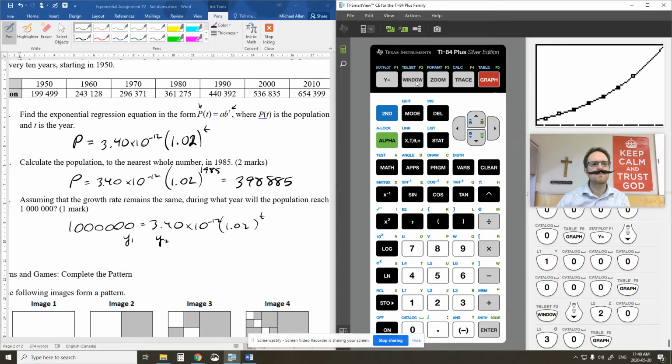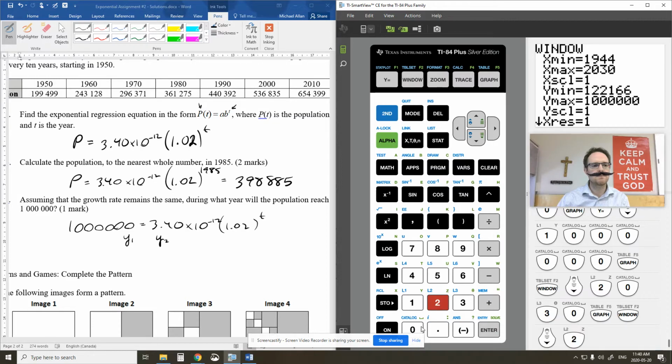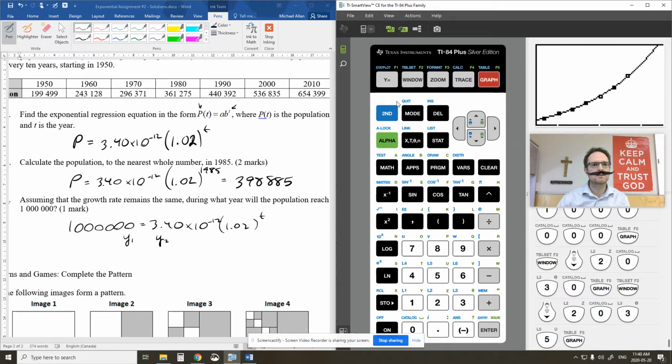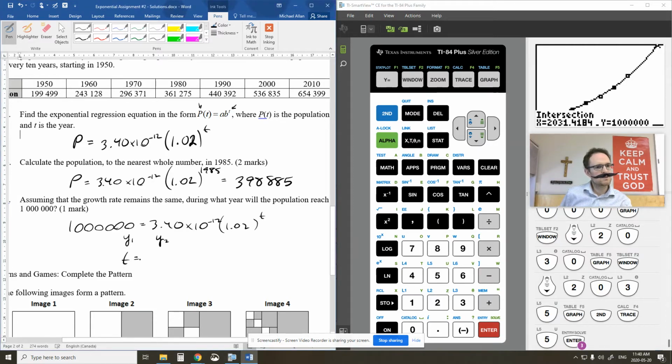Oh, that was a bad guess, 2030. I don't think that intersects there. There's a little gap there, so I'm just going to change this to maybe 2035 instead. A little bit higher. Perfect. Second trace 5, enter, enter, enter, and we get an intersection point of the year 2031. Cool. Pretty good.